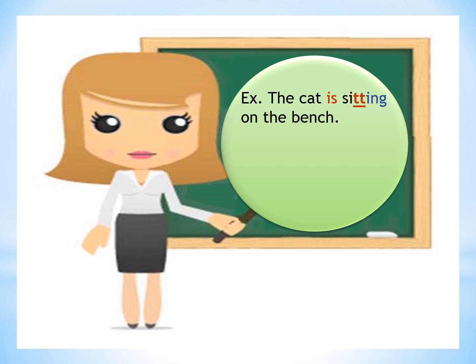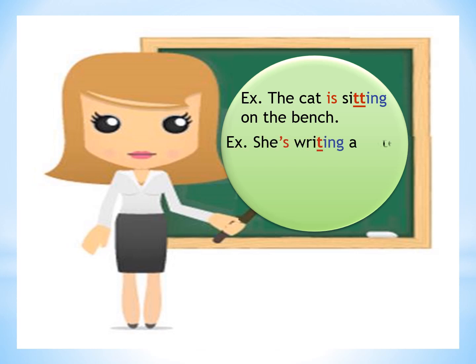If you see sitting here, sit is S-I-T. This is 1 vowel, 1 consonant. So before I add my ing, I need to double the consonant. And then I will write S-I-T-T, and then I add my ing. There is another example here.